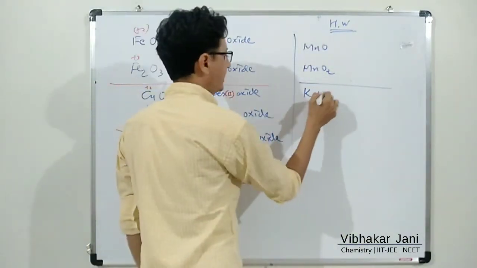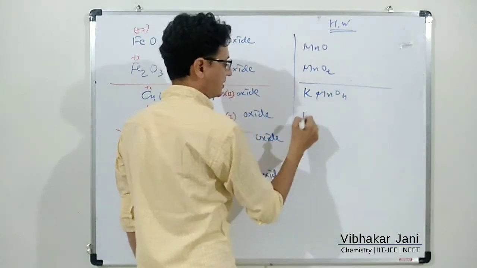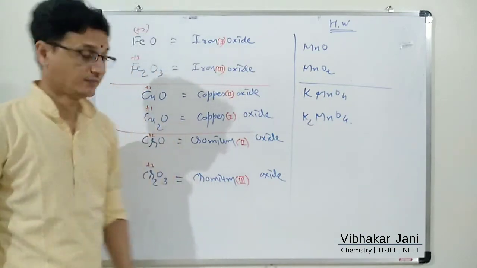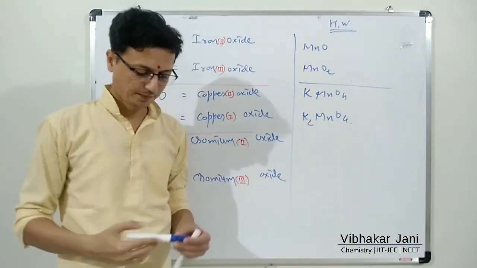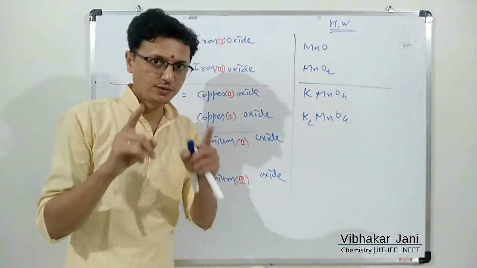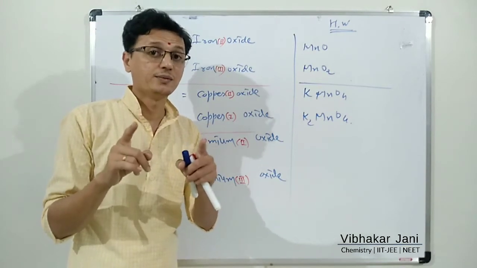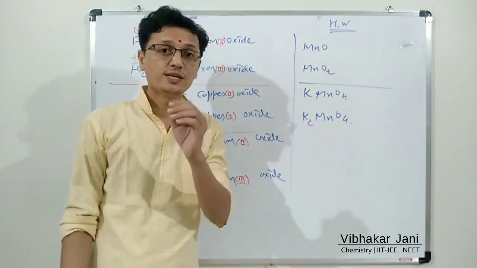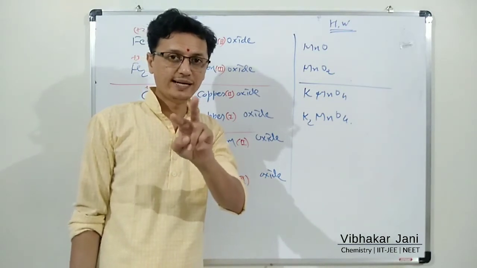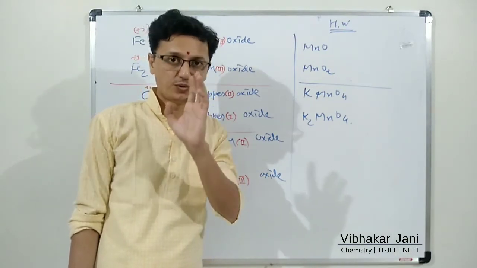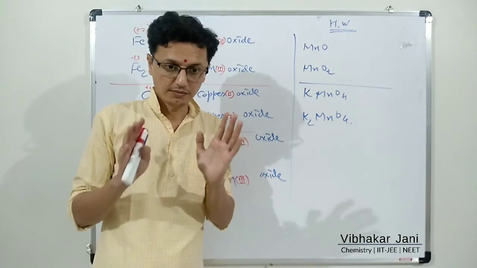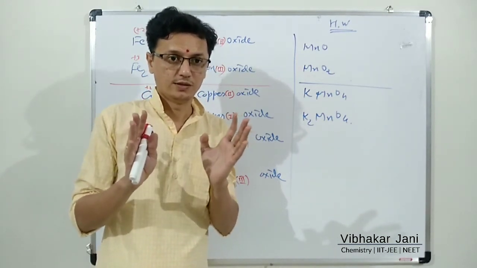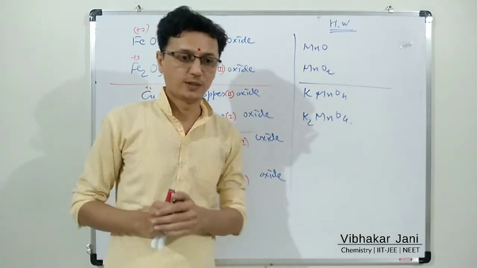Again, KMnO4, K2MnO4. Now, let me tell you one more. It is very important to name any molecule. If you see only two kinds of elements in a compound, now I am telling a very important rule in front of you. You have to write it in your notebook.